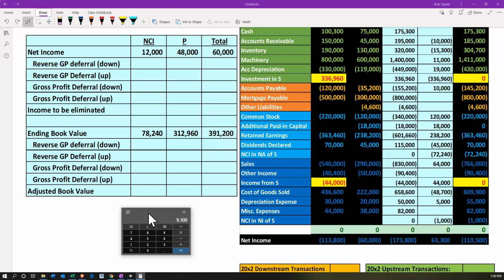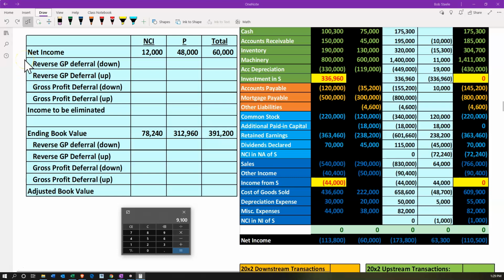So our standard worksheet's going to say, here's going to be my non-controlling interest, my controlling interest, P, and then the total. So I'm going to take that and then I'm going to be breaking it out between the non-controlling and controlling. I'm going to have these standard categories, reverse gross profit and reverse gross profit. These are basically prior year transactions, and then the gross profit deferral, current year transactions. These will typically be positive. These will be negative. It's going to be our scenario.